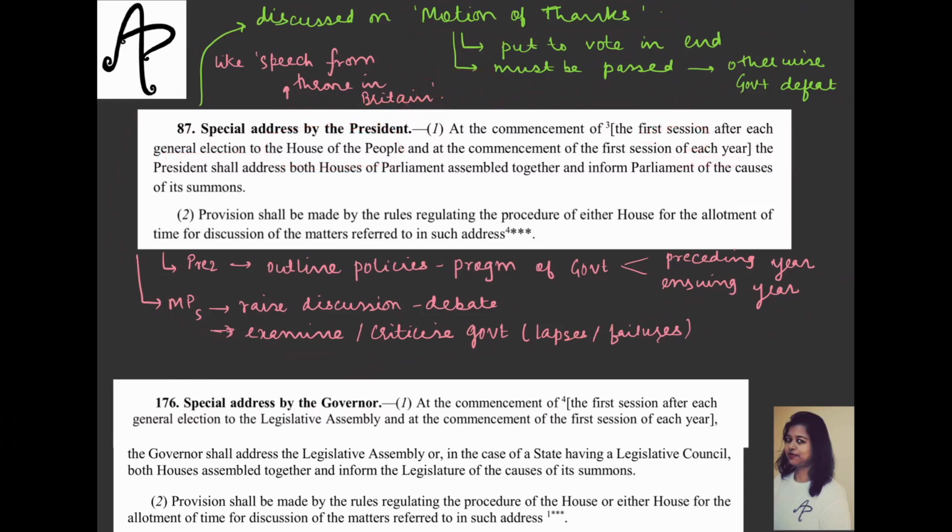Okay, the president will address both the houses of the parliament assembled together. Please note these words, assembled together, and inform parliament of the causes of its summons. Summoning, you know, means calling the houses, so he will tell parliament what the causes of summoning the house are. Provision shall be made by the rules regulating the procedure of either house for the allotment of time for the discussion of the matters referred to in such address.